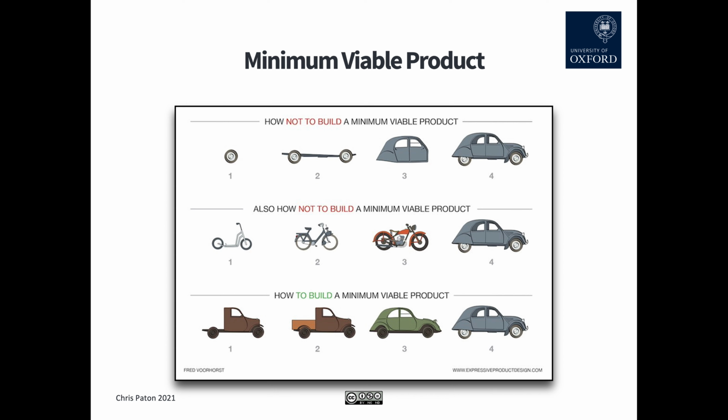So just that minimal viable product, really. There's an infographic by a person called Fred Vorhorst, and he says that if you're developing a car, your minimal viable product isn't a wheel of the car, because if you just had people interacting with a wheel and trying out a wheel, it wouldn't really show you much about how you should develop your car.